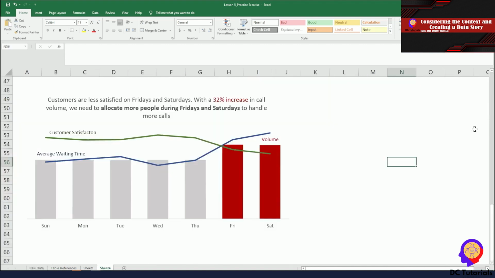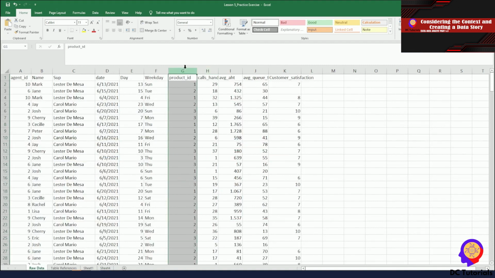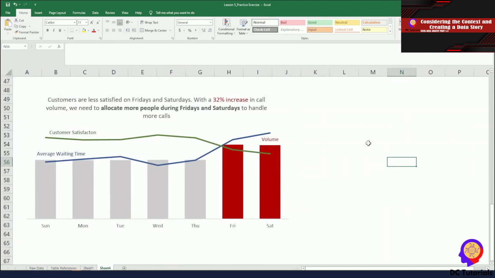So yeah, you can also explore other metrics like average handling time or product ID and try to apply the principles that we have learned in a different cut of data. And probably can generate more insightful information here. So that's it. It concludes our lesson.